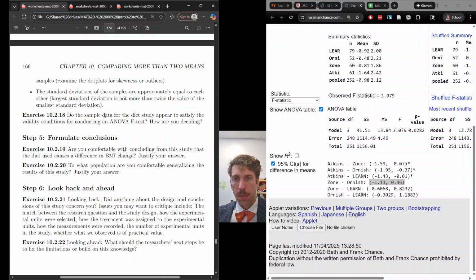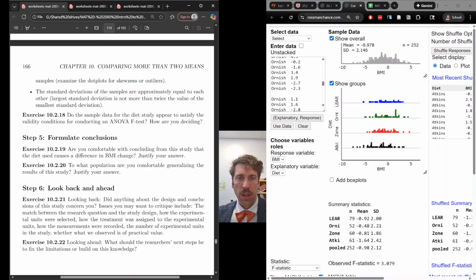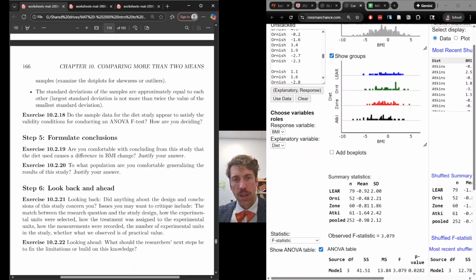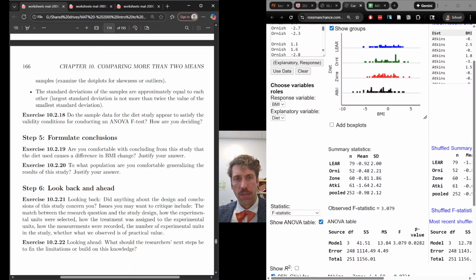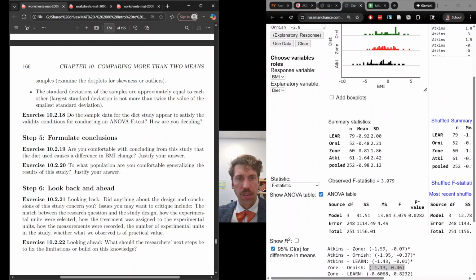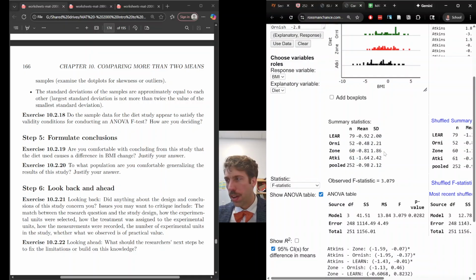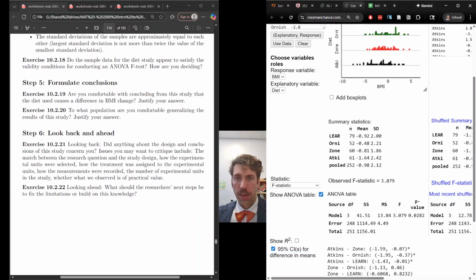So do the sample data for the diet study appear to satisfy validity conditions? So here, I have samples that are more than 20 and no extreme skew, and let's look at their standard deviations. If we're looking at the standard deviation numbers, is any one of them more than twice another one? No. So in my case, with my data, where I deleted some of it, I matched the validity conditions.